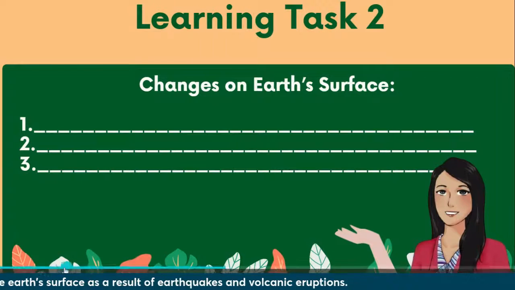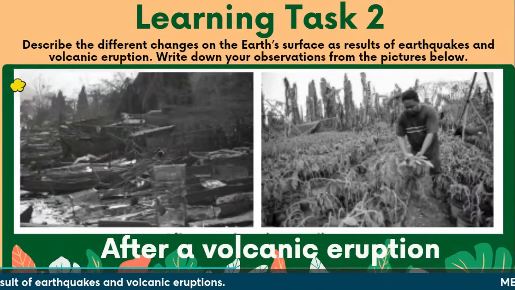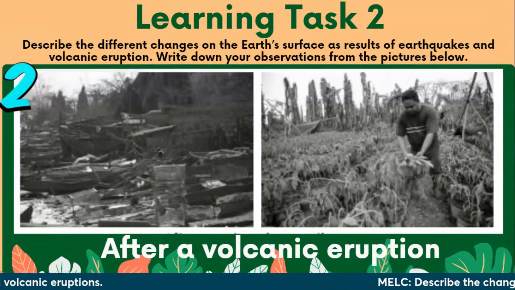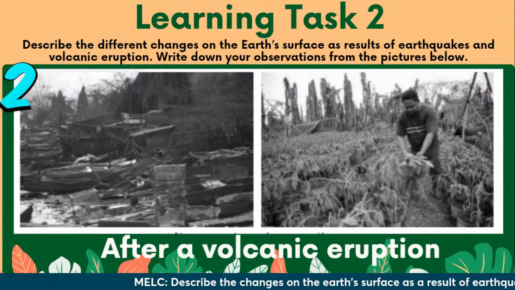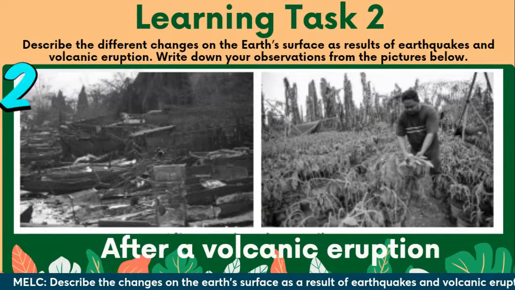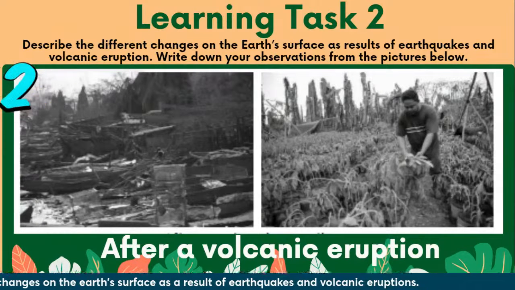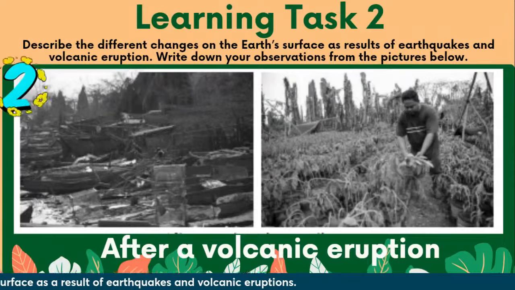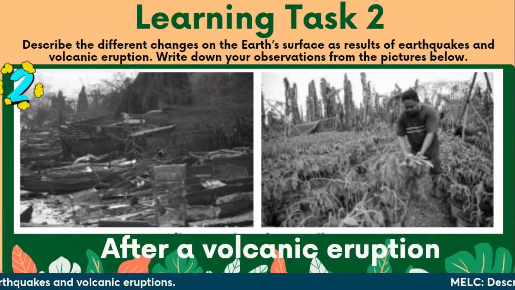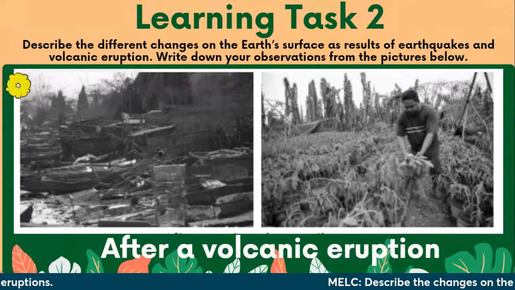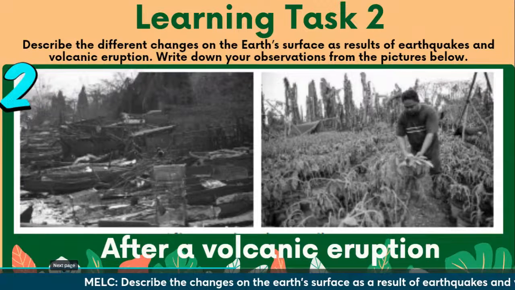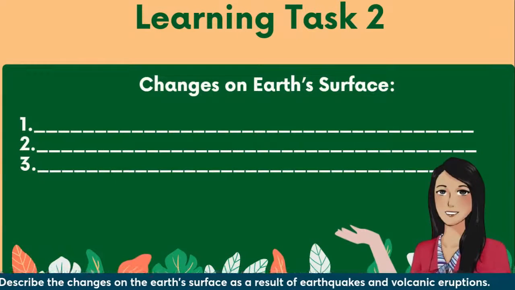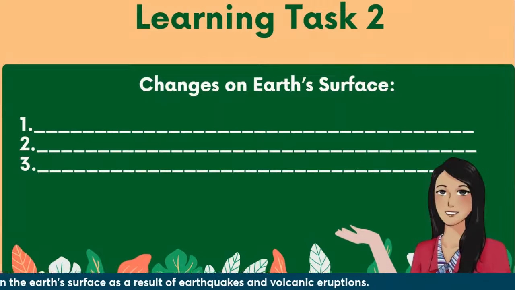All right. Next images for learning task 2. Describe the different changes on the Earth's surface as a result of a volcanic eruption. Look at the properties, at the lake or even at the sea, and of course, in the farm or in the forest. I'll be giving you a chance to answer. Please give me 3 answers for the changes on Earth's surface.